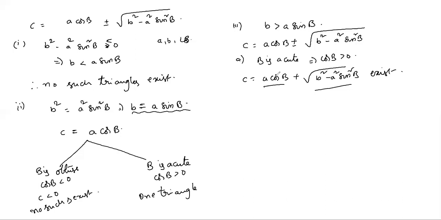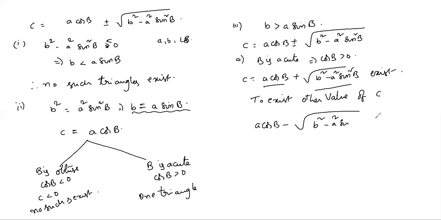Next, for the other side to exist, meaning the other value of C to exist, what is the other value? A cos B minus root B square minus A square sin square B. It should be greater than 0. So for what values is it greater than 0? A cos B is greater than root over B square minus A square sin square B.